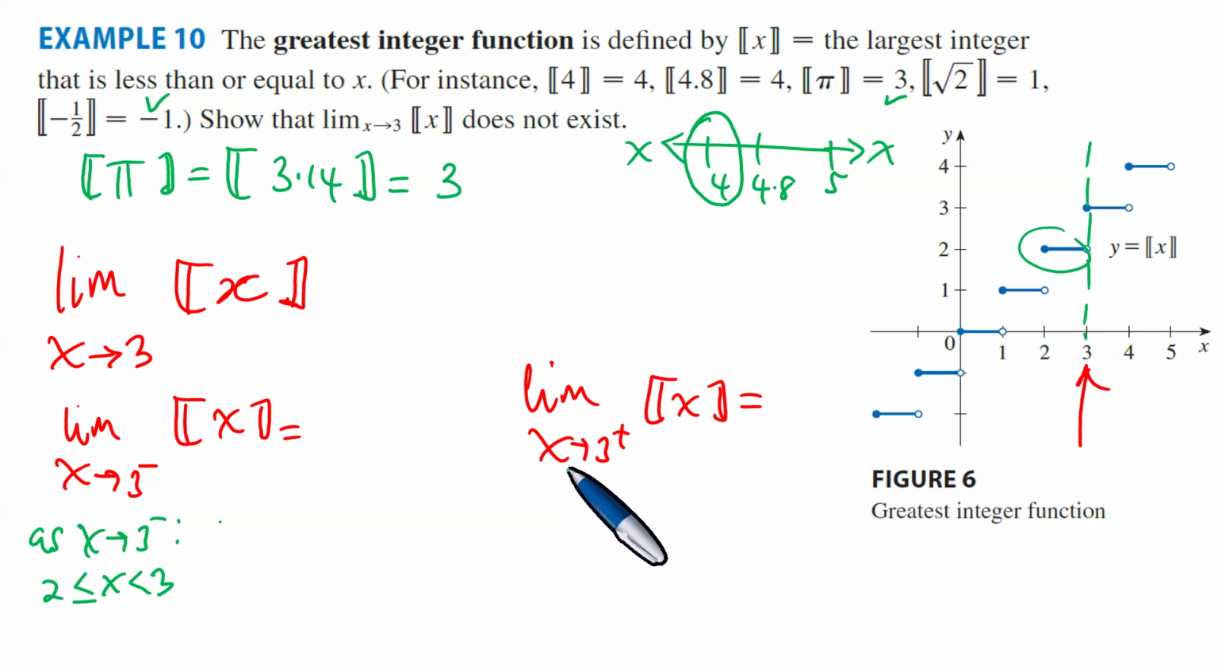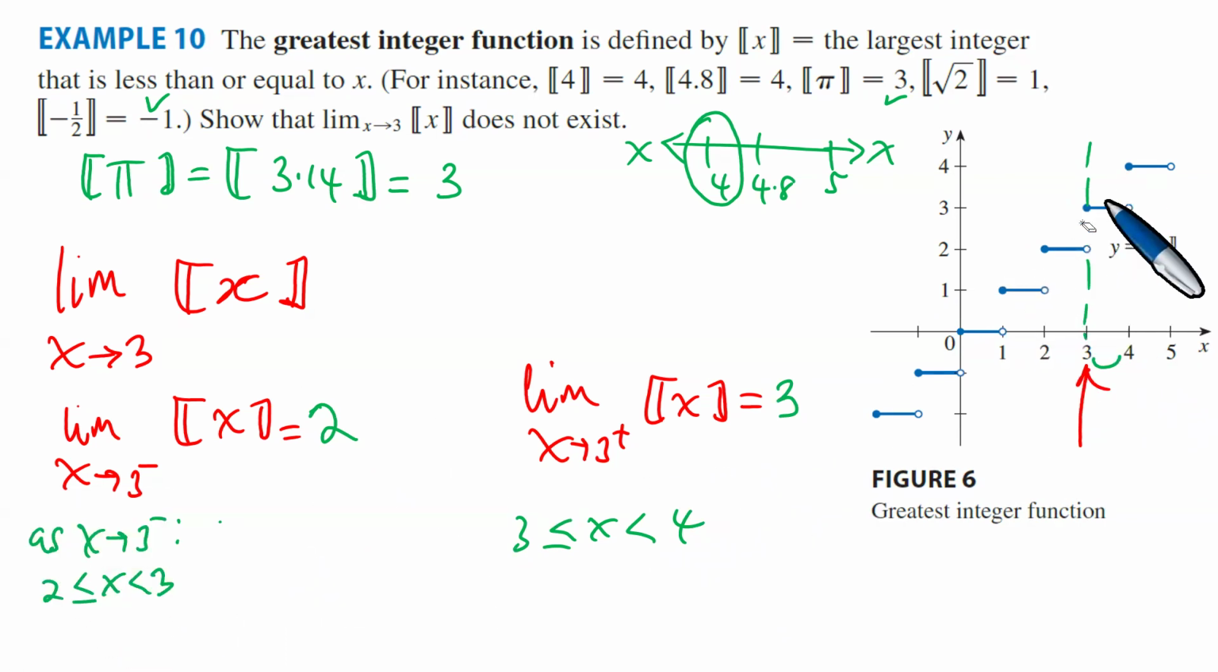Now, from the right, as x approaches 3 from the right of 3, it means you are looking at this part. So we are looking at x between 3 and 4 altogether. Now you can see that you can take the 3, because the function is defined at 3, since it is exactly 3. So when x is less than 3, the function is 2. When x is bigger than 3, the function is 3.